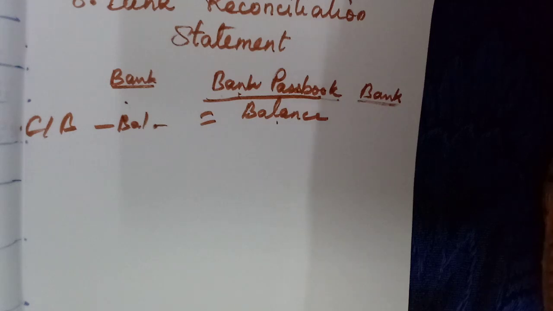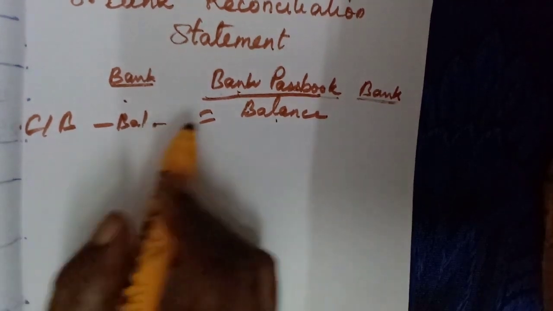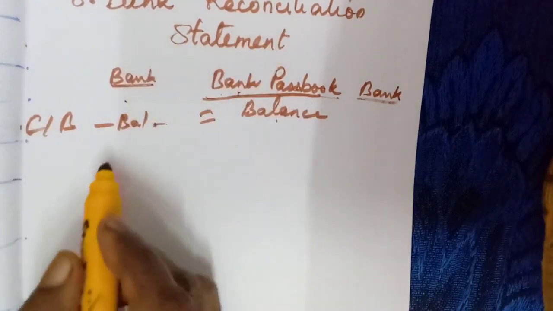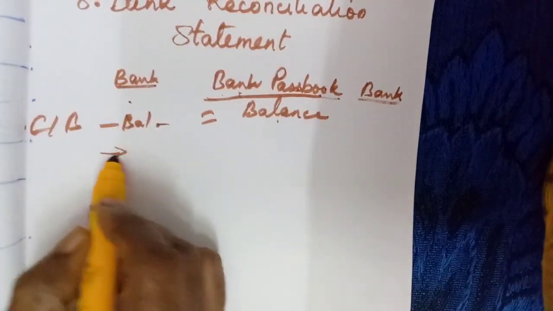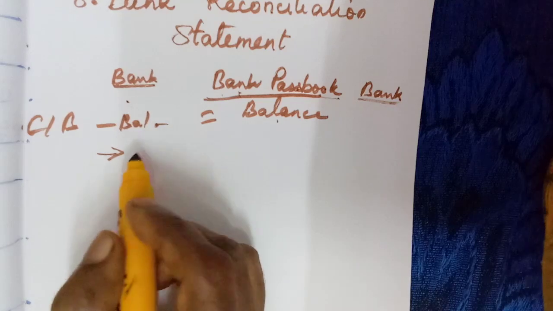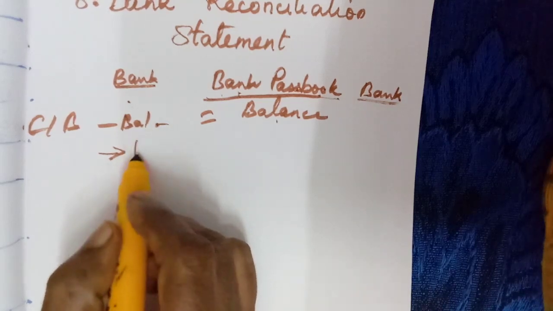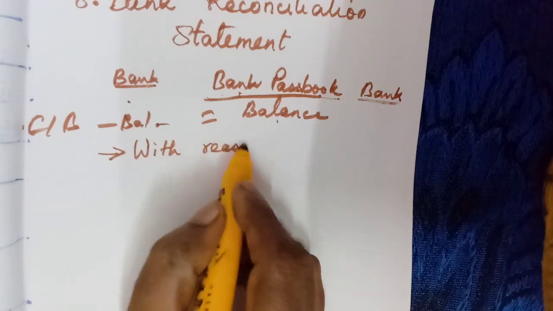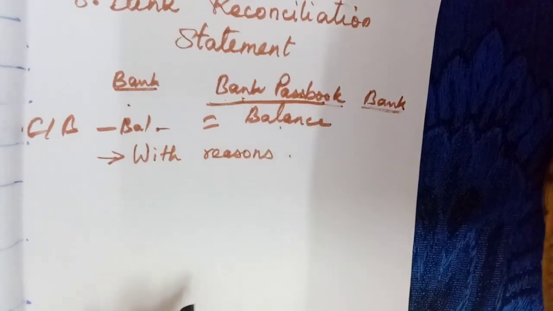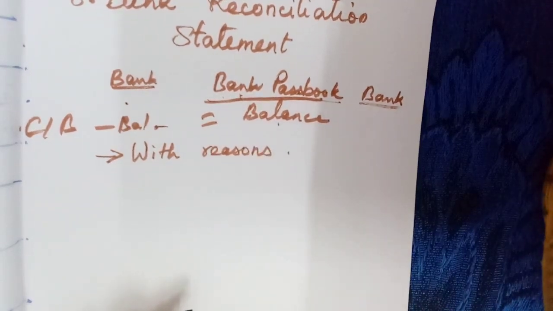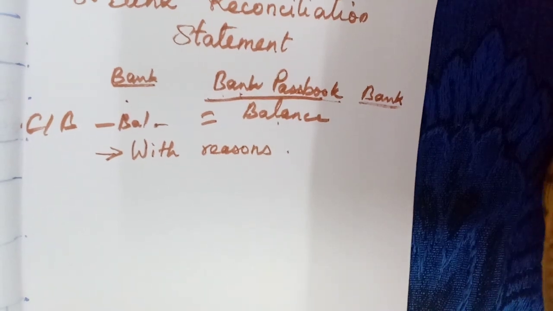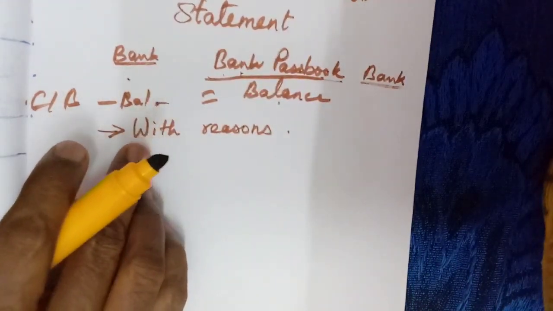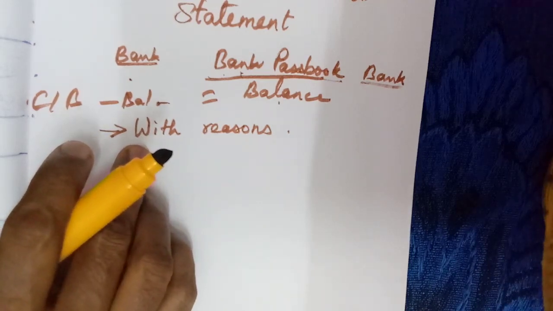Only then we will have to prepare one statement, the bank reconciliation statement. There we need to show the difference amount with the reasons. Why? We have to show the reasons. With the reasons, we need to write the difference amount. So before this, again we need to know about the bank transactions.